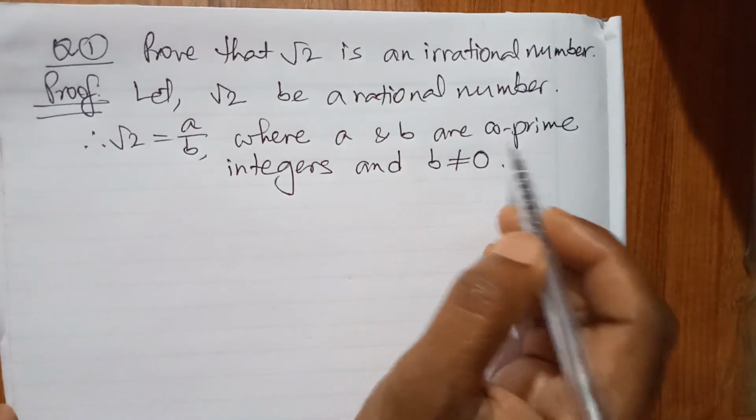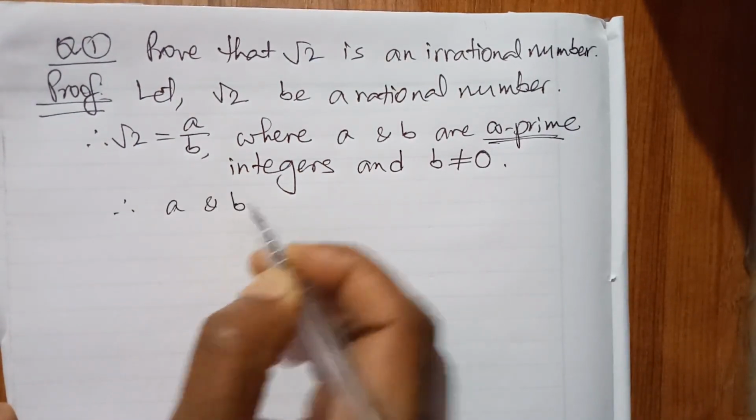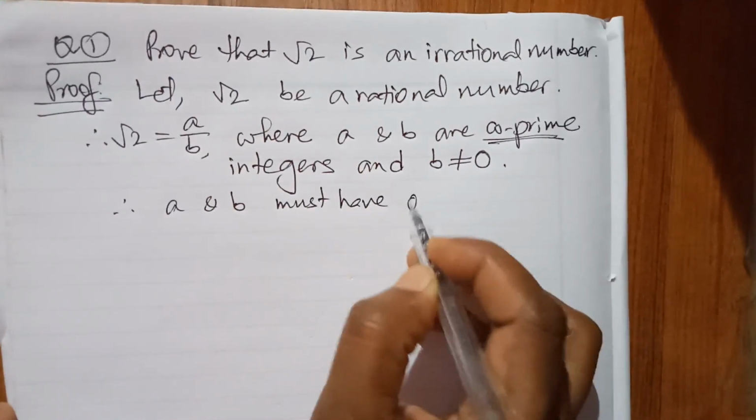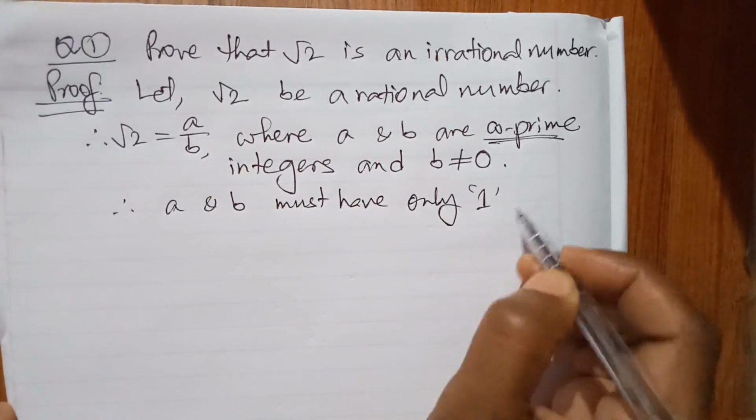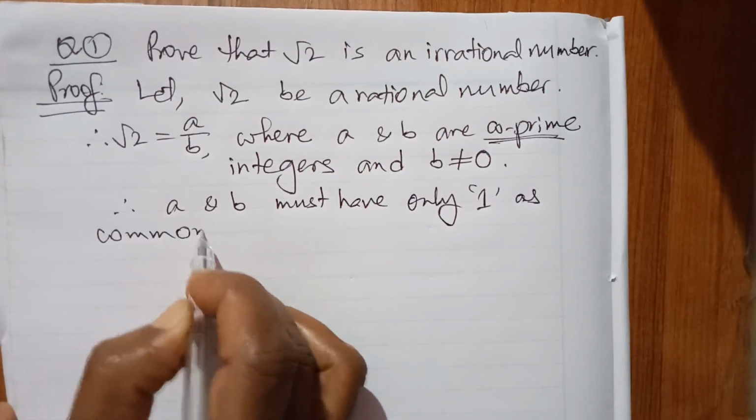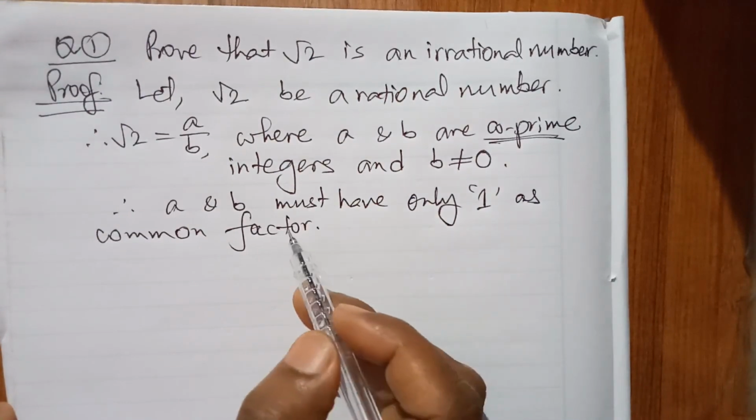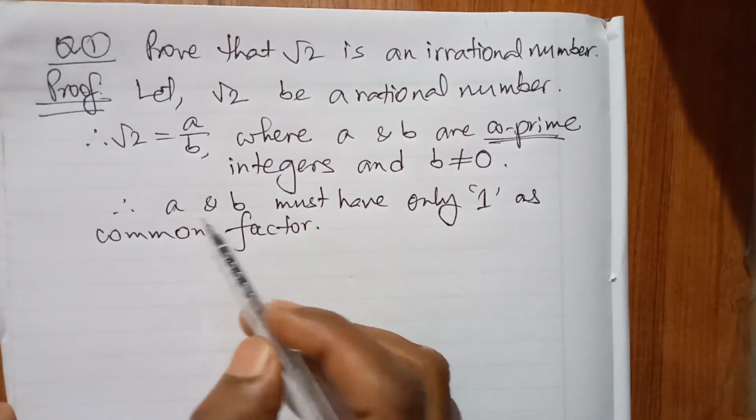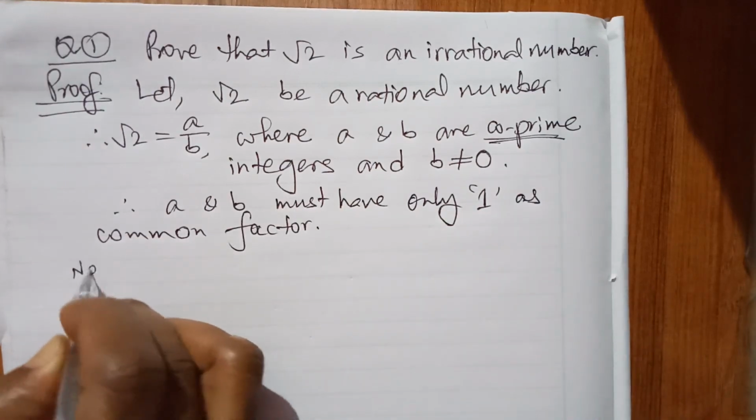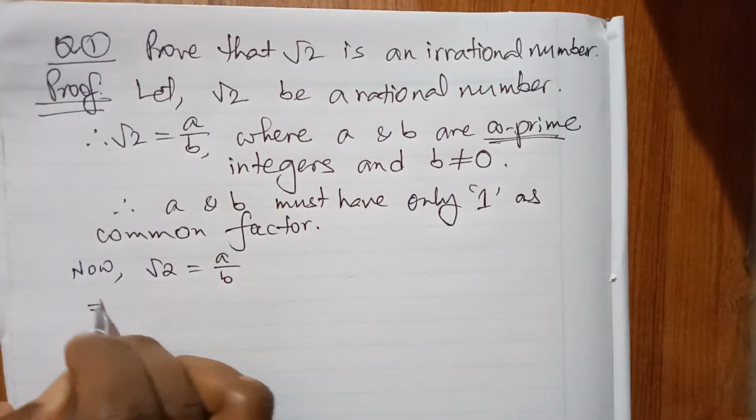Now if a and b are co-prime integers, so therefore a and b must have only one as common factor. Therefore a and b must have only one as common factor, because a and b are here co-prime integers. So right now root 2 equal to a by b, then square both sides.